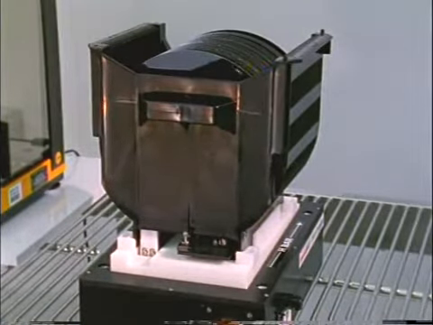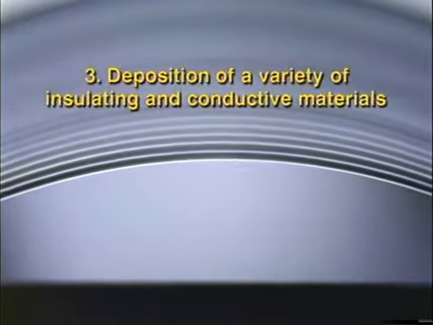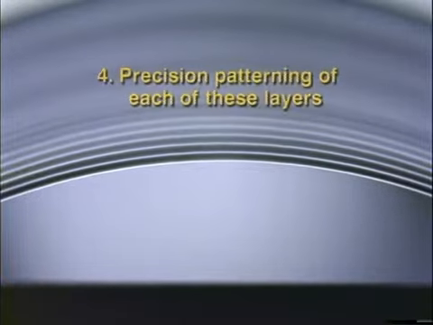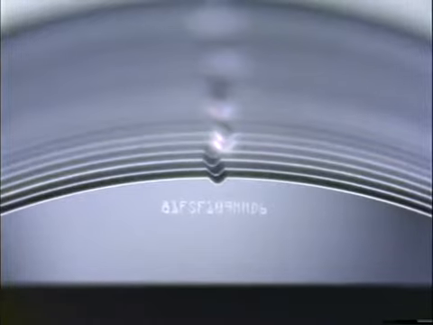All types of integrated circuits, including CMOS, are fabricated using 4 basic techniques: formation of thin layers of silicon dioxide, introduction of dopant atoms, deposition of a variety of insulating and conductive materials, and precision patterning of each of these layers. Before the process begins, the laser-scribed identification number of each wafer is recorded.